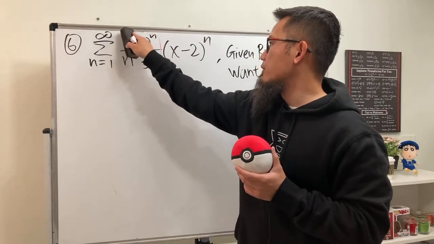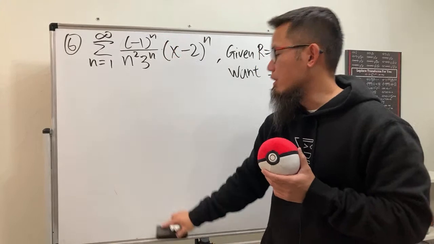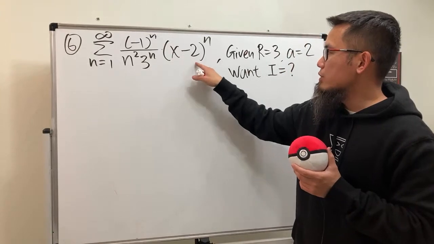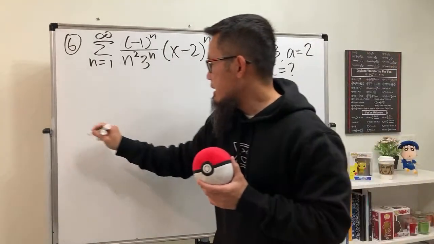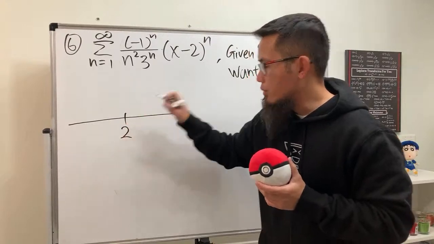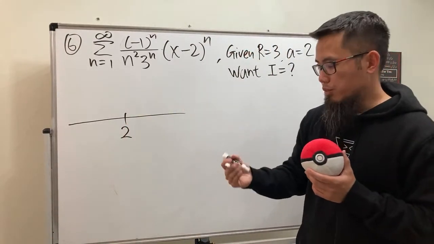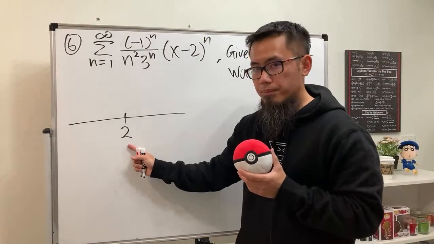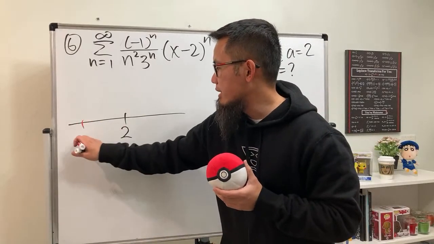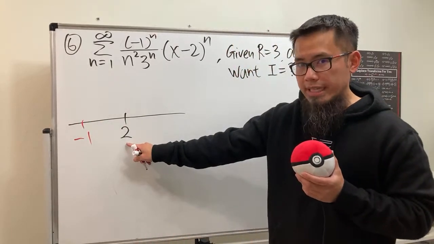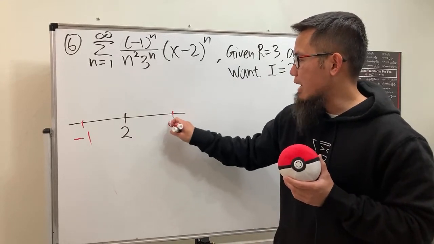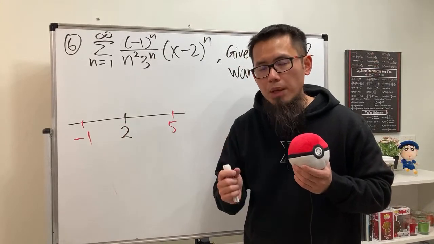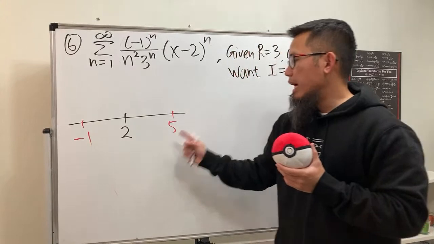We will have to be really careful, and you have to understand what this means. Have a look right here. We have x minus 2, so the center is at 2. Because the radius of convergence is 3, you can go from 2 to the left 3 times and end up with negative 1. Then you can go from the center to the right 3 times, so you end up with 5. This gives you the interval, but the problem is that we do not know what will happen at the endpoints.